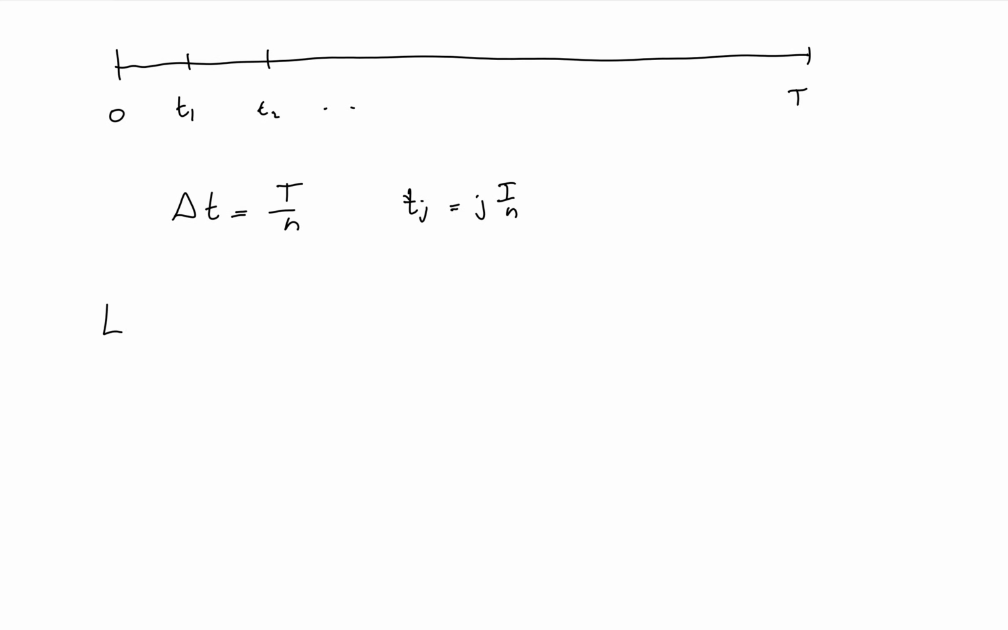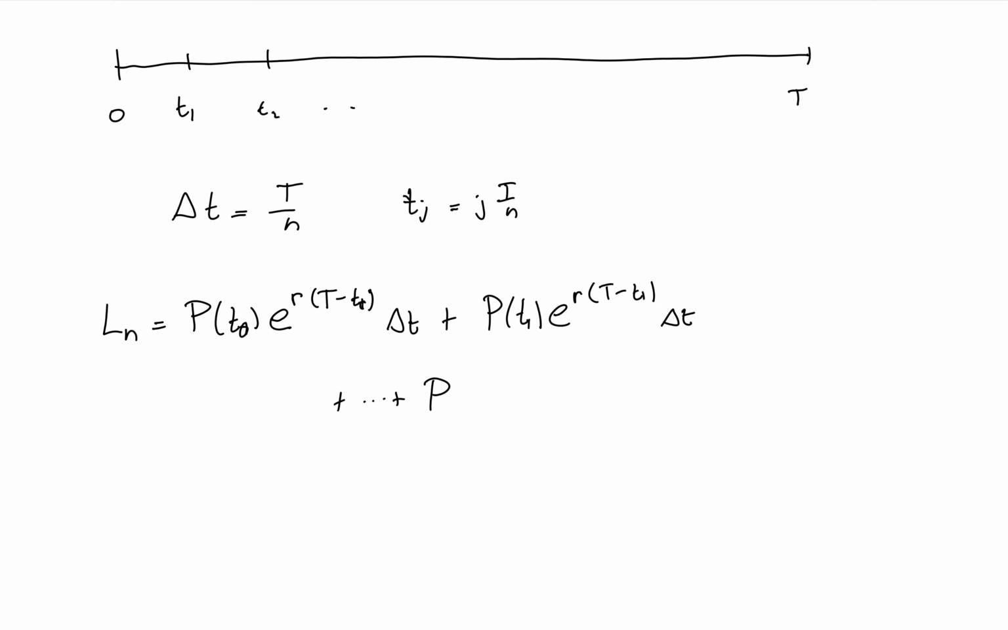But now let's go ahead and do our left-hand sum. So I start with p of t0, but remember to make this a future value, this becomes e to the r, and then it's big T minus t0, delta t. Sorry, I needed a delta t in there too. Plus p of t1, e to the r, T minus t1, delta t, all the way to the last one.